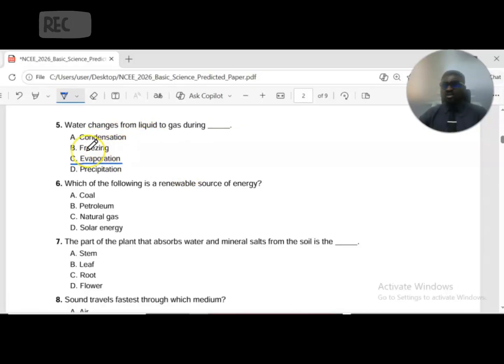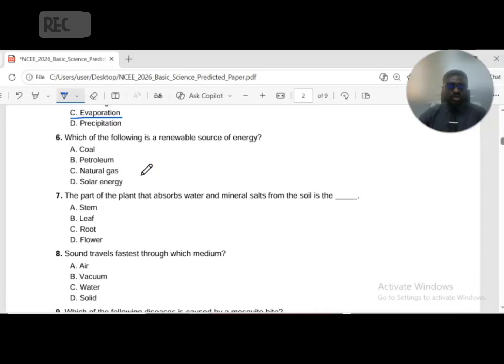Freezing is when water turns to solid, or converts into solid due to the drop or decrease in temperature. Then precipitation is the process through which condensed liquid falls back to the earth as either rainfall, snow, hailstones, or other means of precipitation. All right, let's move on.